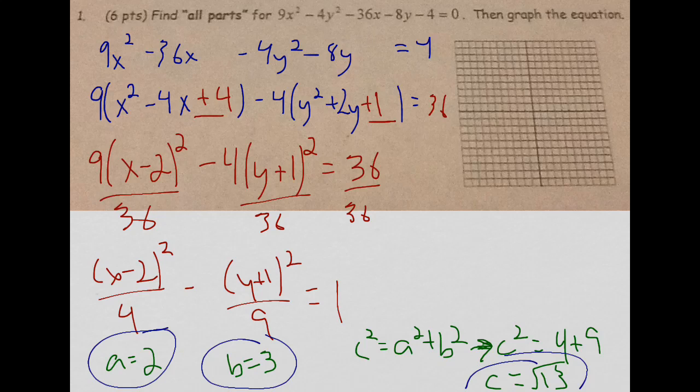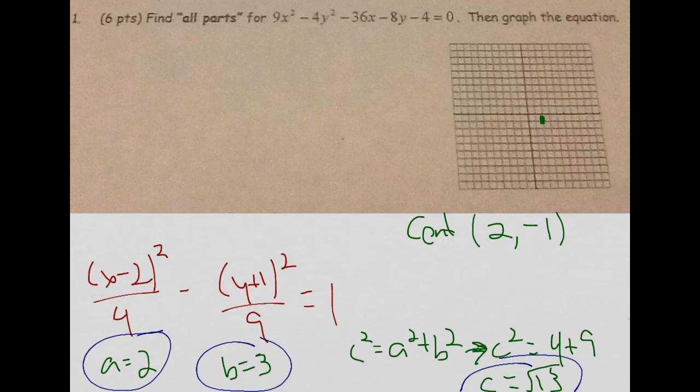The first part that I want to get to is that the center is at 2, negative 1. You should be pretty good at finding that. Just take the opposite of this value and the opposite of that value. I'm going to go ahead and graph that. So that spot's graphed there.